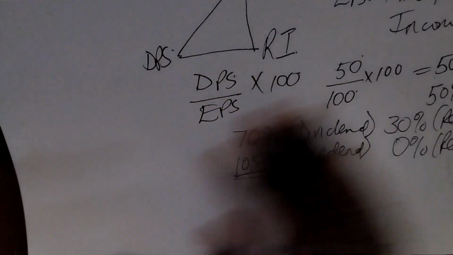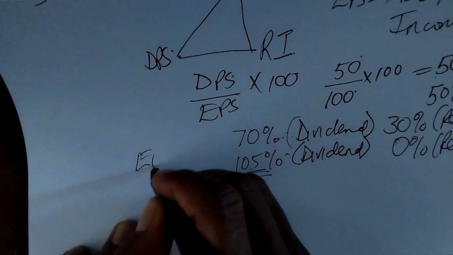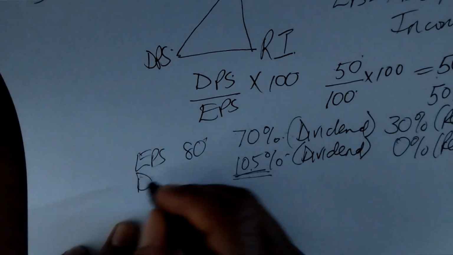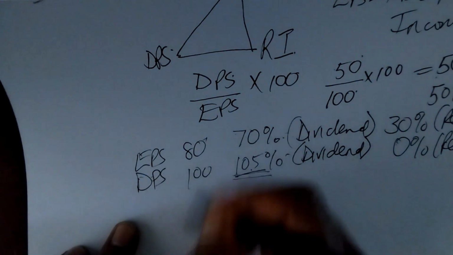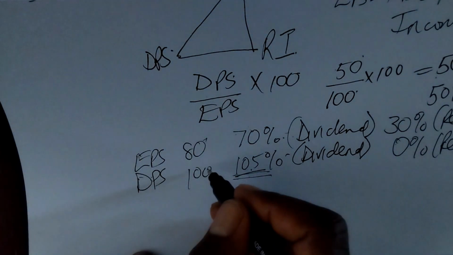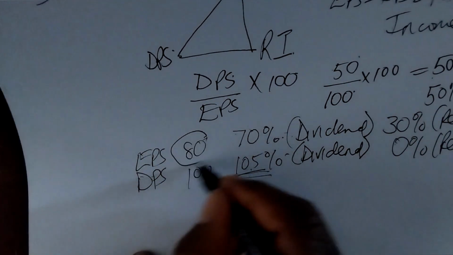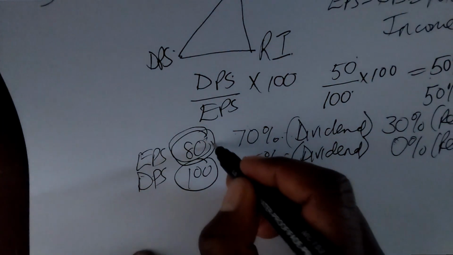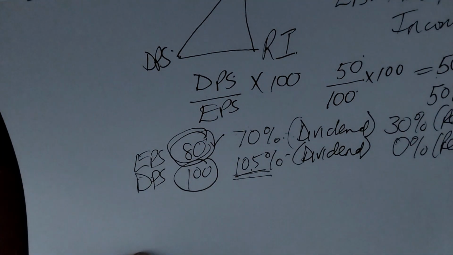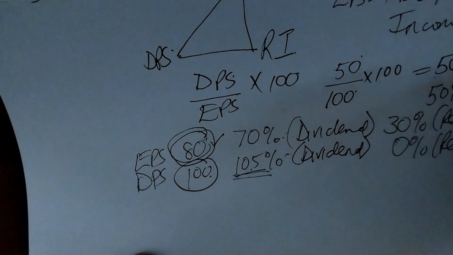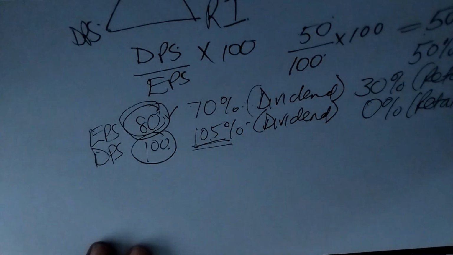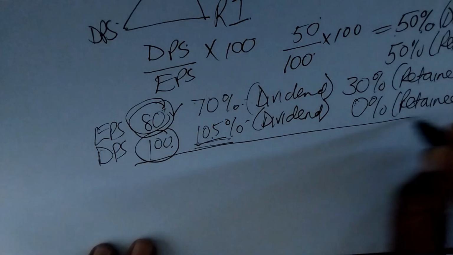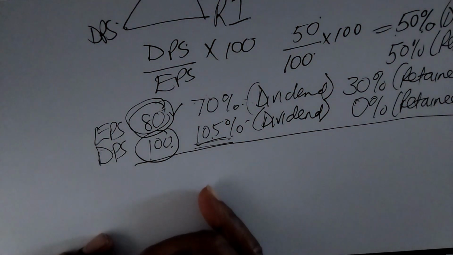Where can you get that kind of scenario? Let's say your earnings are 80 cents, and then you pay a dividend of 100. Automatically, in this case, it means you're distributing everything that you earned. So you earned 80, you distributed 100. Meaning to say all this 80 has been distributed, and another 20 is obtained from the previous years.